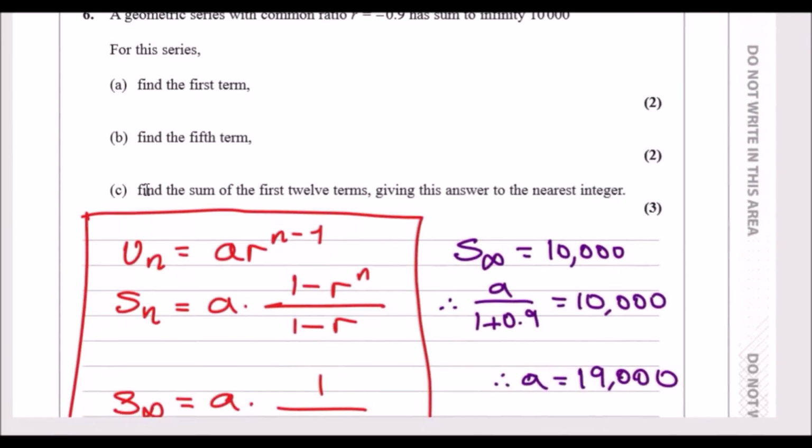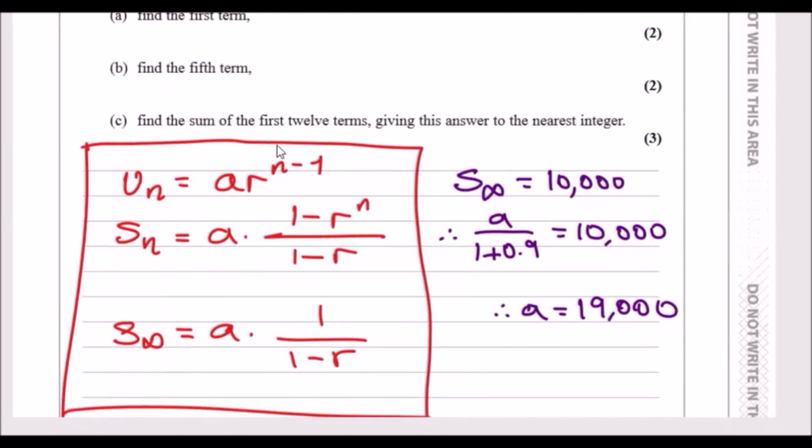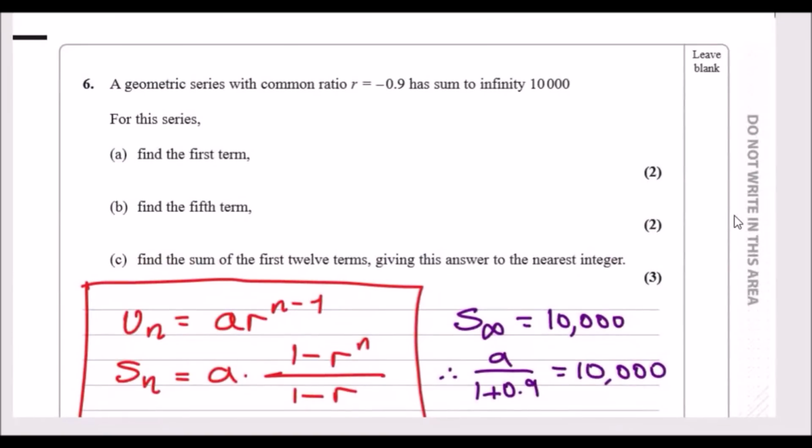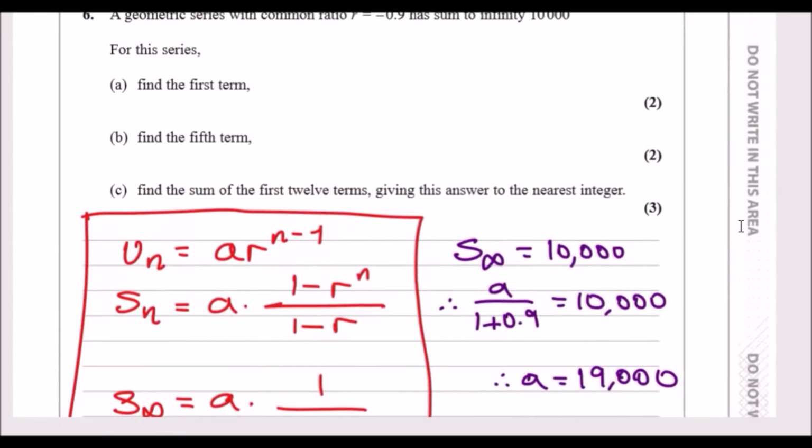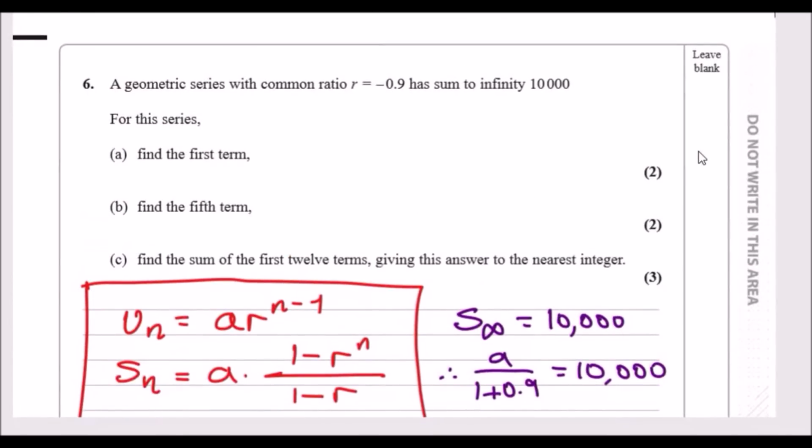And last one, find the sum of the first 12 terms, giving your answer to the nearest integer. So this is easy. The only thing where you could actually drop marks is if you don't round it properly to the nearest integer. The sum of the first 12 terms is literally S12. Again, this question is not really difficult. It's very basic compared to what you might have seen in the past. Not really inspired, which I'm not going to complain about.